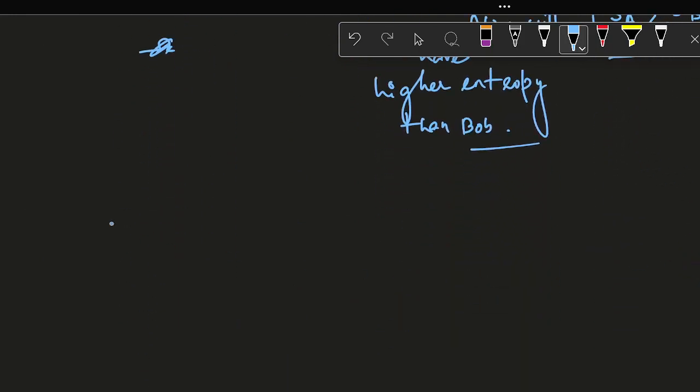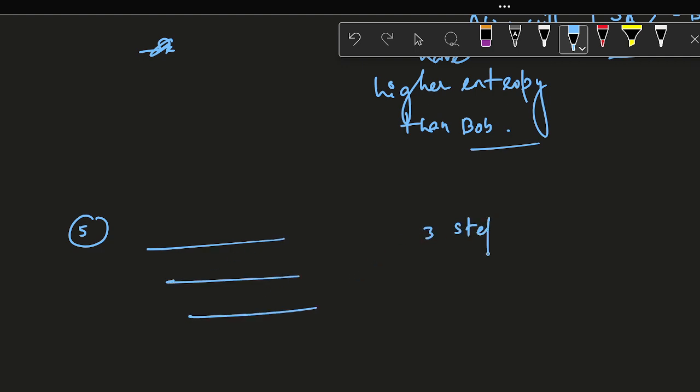So this is our question number 5. First, enlist what information is given to us. You have 3 steps, 1, 2 and 3. Each step has height h. That means if the first step is at height h, then the second step will be at a total height of 2h, because that will be added up, and the third step will be at a total height of 3h.